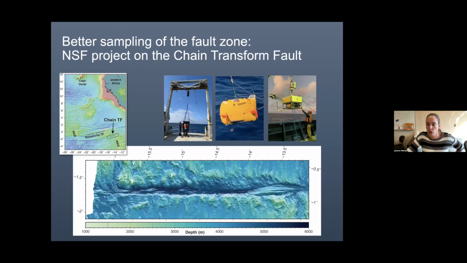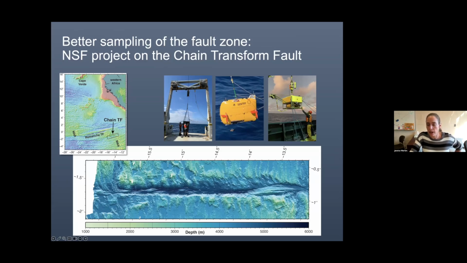This is a National Science Foundation funded project to look at the Chain Transform Fault. We just completed what turned out to be the third cruise for this project. We sailed out of Cape Verde, which is some islands off of West Africa. It's about a 4-day transit to get down here to the Chain Transform Fault. This is that same map that I showed earlier.